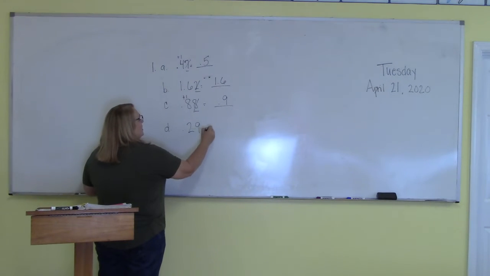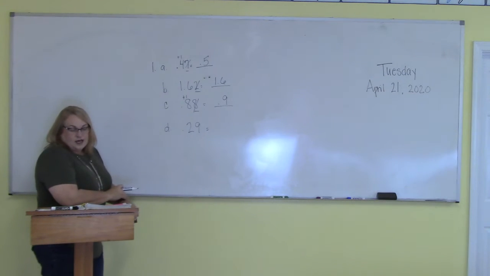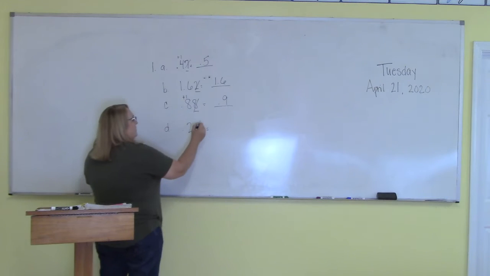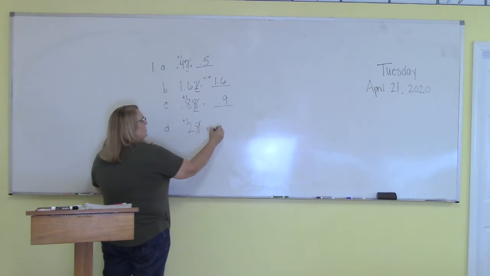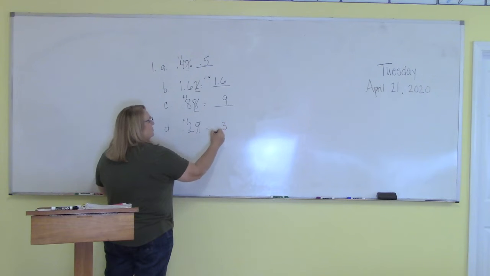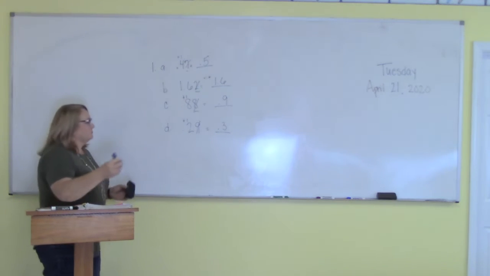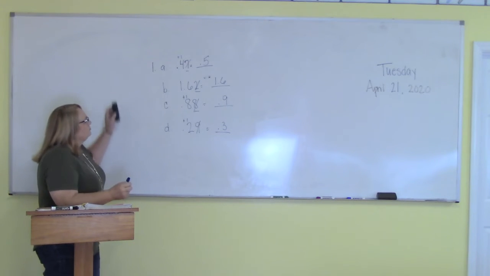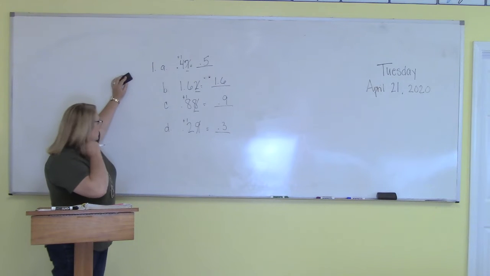D, you have 29/100. We're rounding it to the nearest tenth. 9 is greater than 5, so we mark it off and add 1 here. 2 plus 1 is 3, so our answer is 3/10. I'll give you a minute to write these down.